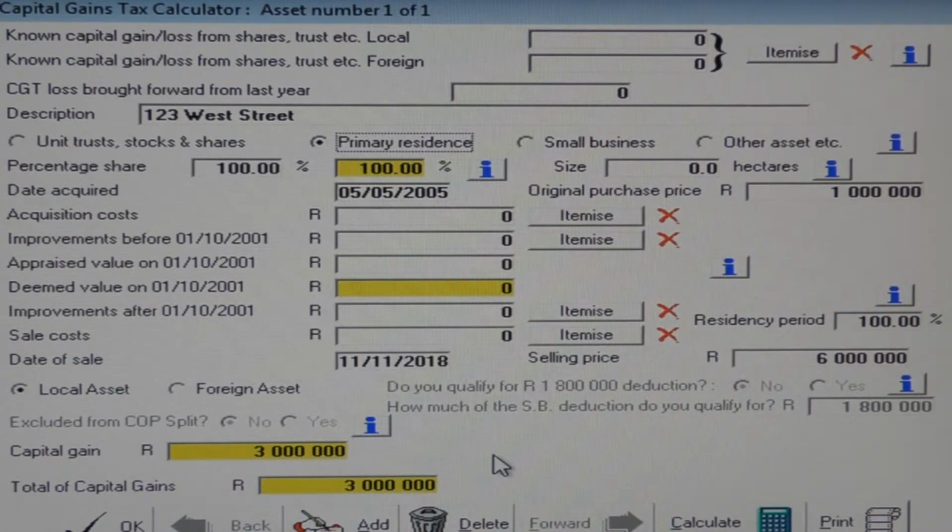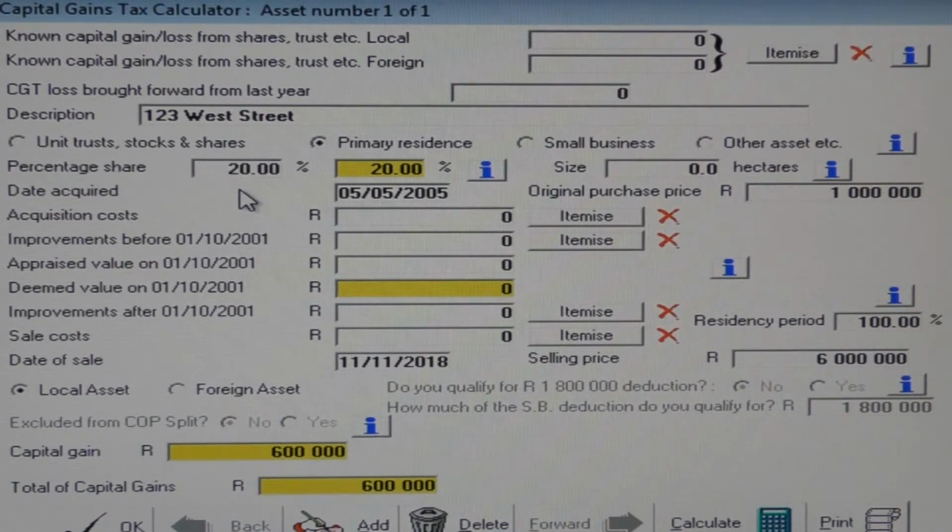Also, with a community of property primary residence, the exemption of 2 million rand applies to the profit on the property, and the remainder is split 50-50 between spouses who each qualify for a 40,000 rand annual exclusion. Remember that the primary residence exclusion is per property and not per spouse married in community of property. This calculator will always use the taxpayer's marital status indicated on the personal details screen.